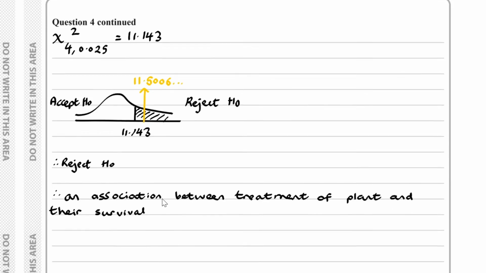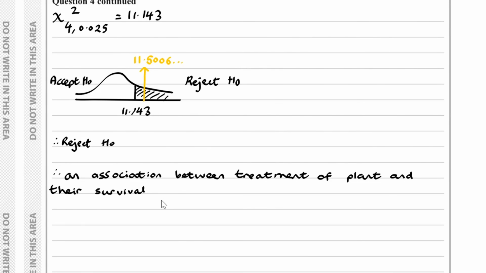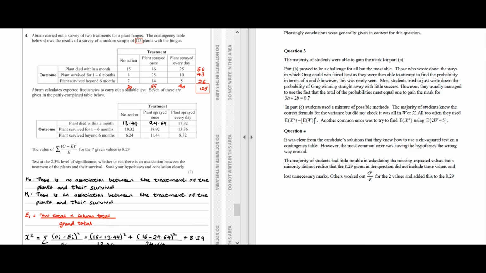Okay, so that's the end of this paper. Question 4 was concerning contingency tables. It was clear from the candidate solutions that they knew how to use a chi-square test on a contingency table. However, the most common error was having the hypotheses the wrong way around. The majority of students had little trouble in calculating the missing expected values.